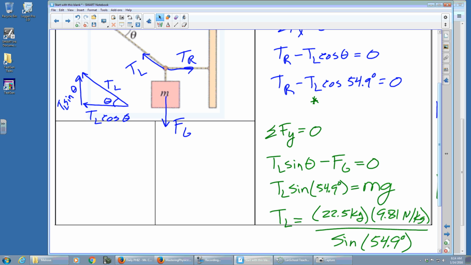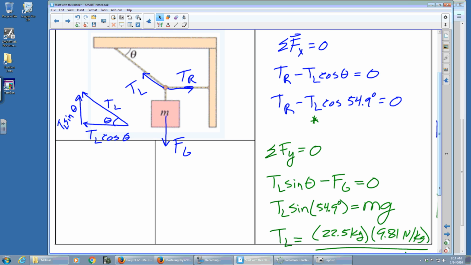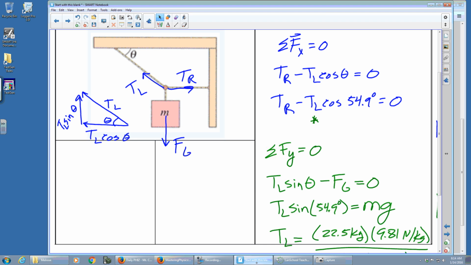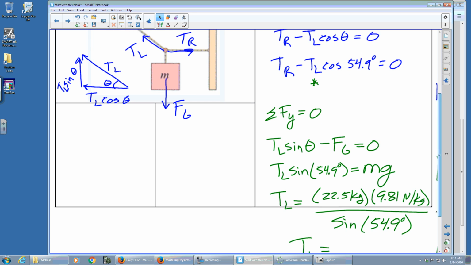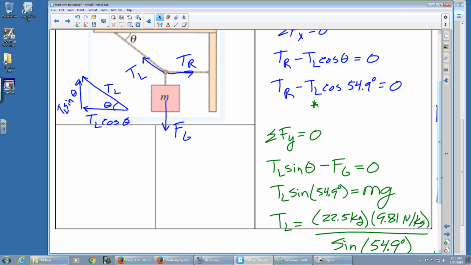For what? Which one did they ask for first? They asked for TL first. So part A I found here. Right, but then to find the tension of the right chord, I've got to use the tension of the left chord.